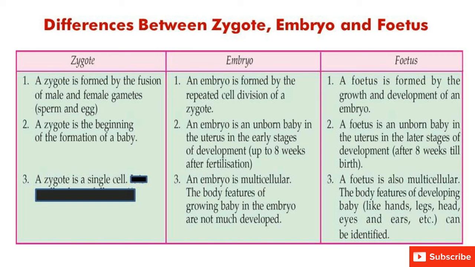Fetus is formed by the growth and the development of embryo. When the embryo grows inside the womb, a fetus is an unborn baby in the later stages of development, after the 8 weeks till birth takes place. A fetus is also multicellular. The body features of the developing baby like the hands, legs, head, eyes and ears can be identified.